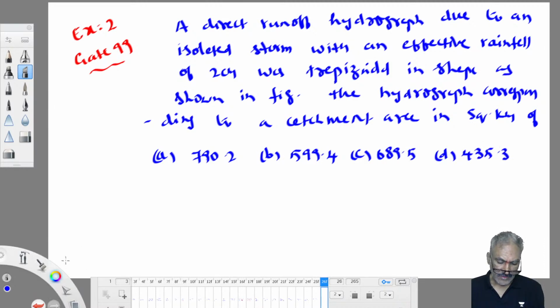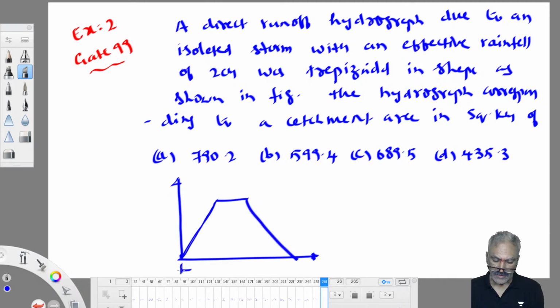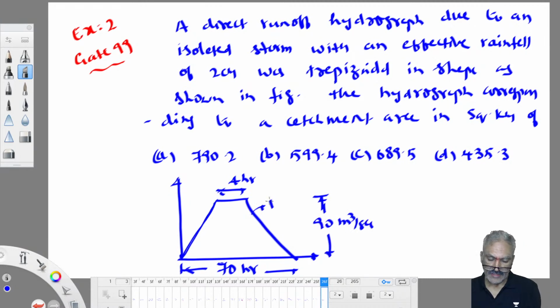So he has given the shape of the hydrograph also, trapezoidal in shape. This is 90 hours, 70 hours, on the time axis, and this is 4 hours, and the peak is given as 90 meter cube per second. Come on now, let us work out. This is the direct runoff hydrograph.